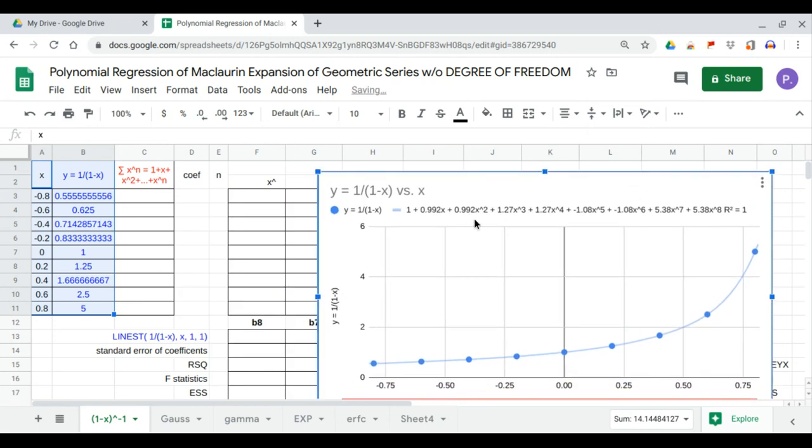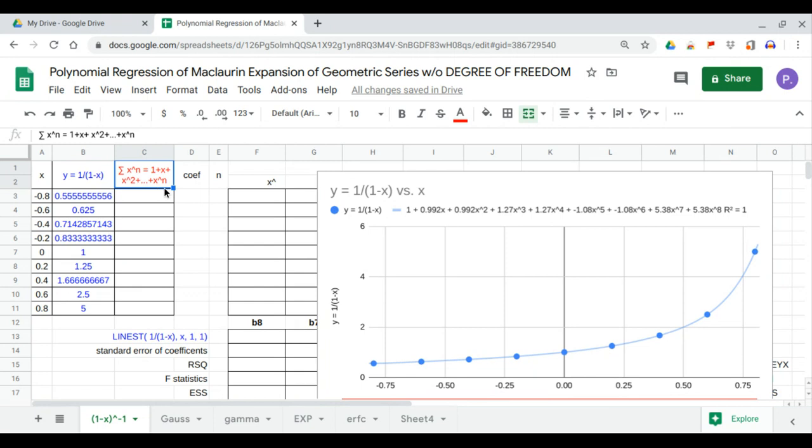We can also show the expansion. Our expansion is y equals x to the power n, which is 1 plus x plus x squared plus x cubed plus x to the power n, where our values of n start from 0 to infinity. But in this case, we'll just put it to the length of the data set. Our coefficients will all be 1.